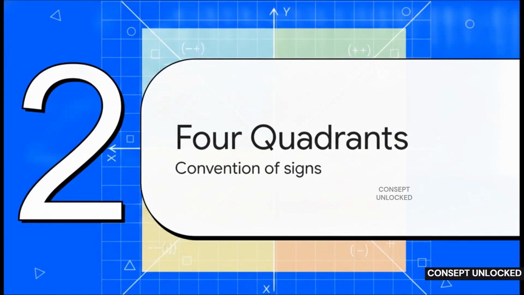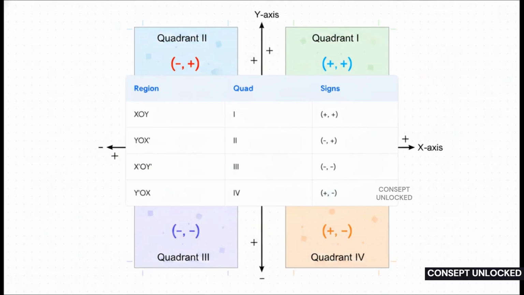Moving on to part 2, navigating the four quadrants and understanding the convention of signs. Because our axes extend infinitely in both positive and negative directions, they chop our plane up into 4 distinct neighborhoods, or quadrants. As you move around, the positive and negative directions totally dictate the signs of any point inside them.